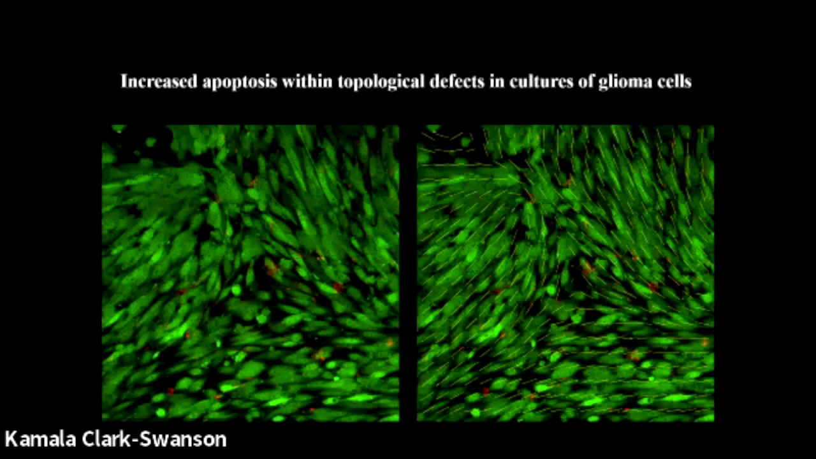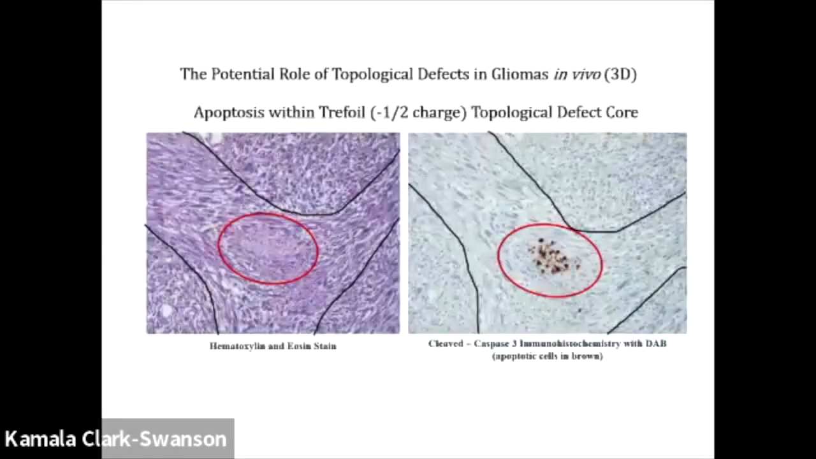This is a comet, this is a trefoil. They're probably close to each other because they're going to fuse, positive and negative topological defects fusing with each other. And what you see here, both for the comet and for the trefoil, is a higher accumulation of markers of apoptosis. So it could be that the brain tumors are organized as liquid crystals, and that the topological defects have a role in killing some of the tumor cells through apoptosis.